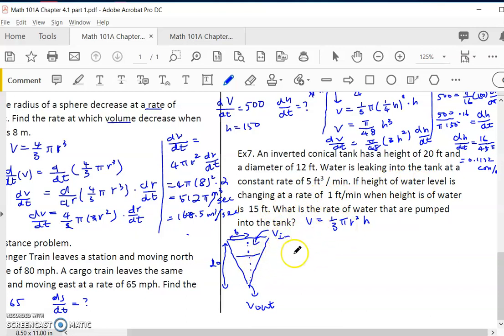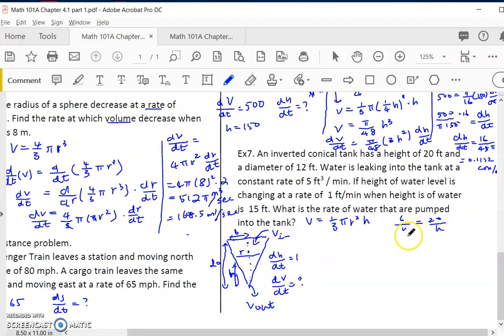So we actually know dh/dt. Oh, I don't think I have enough space here. So dh/dt is known and equal to 1. What we do not know is dV/dt. Just like before, we have to relate r and h first. So this is r, it is changing, h is changing. By similar triangles, 6 over r equals 20 over h.